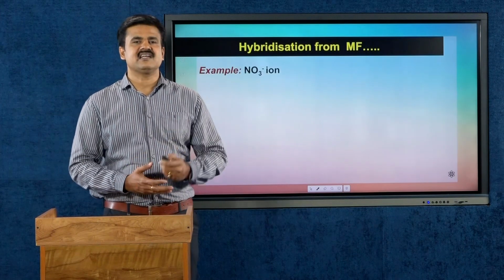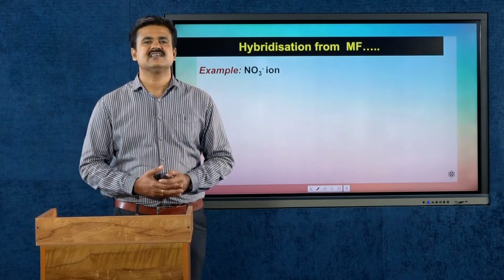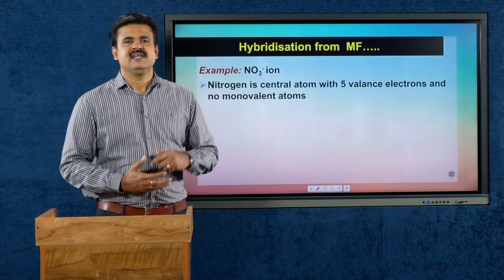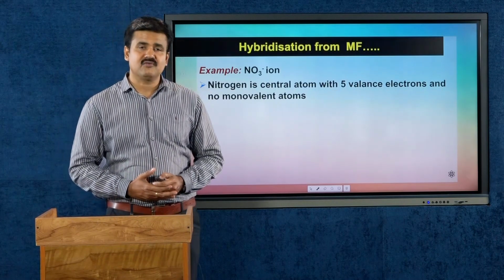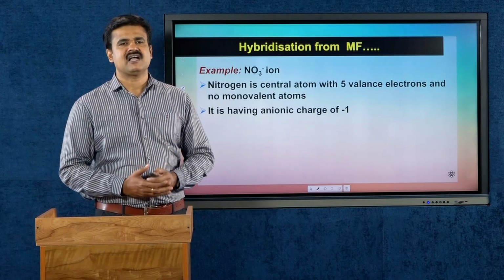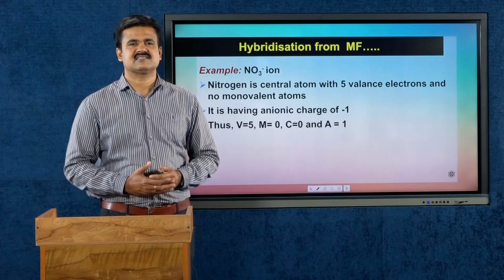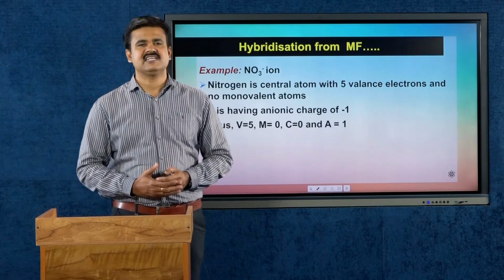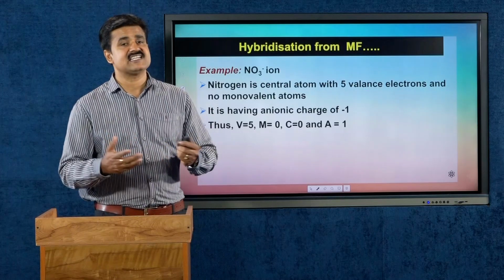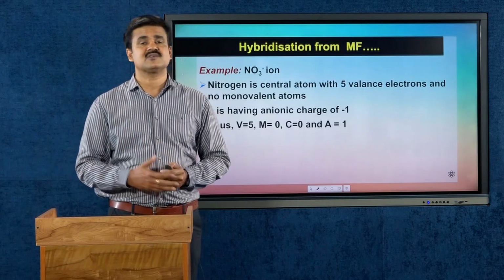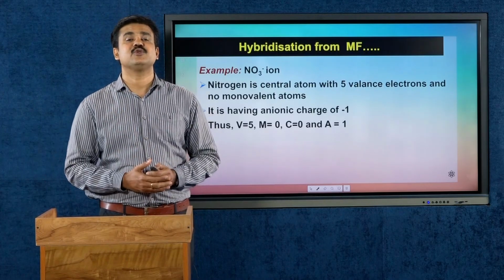There is another example for illustrating the hybridization, the NO3 minus ion. Nitrogen is the central atom with 5 valence electrons and no monovalent atoms. It has an anionic charge of minus 1. We can use these substitutions in the main equation, that is V is equal to 5. Number of monovalent atoms is equal to 0 since oxygen is divalent. Cationic charge is equal to 0 since it is not a cation. But anionic charge is equal to 1 since the charge is NO3 minus.